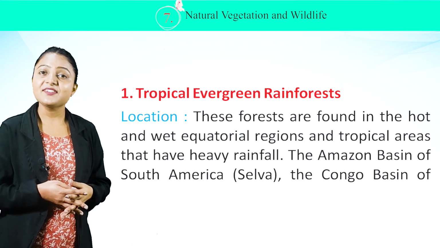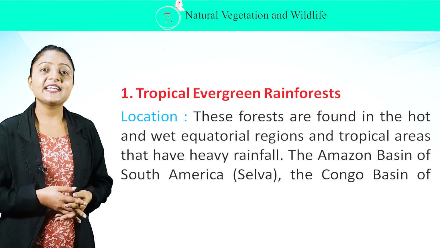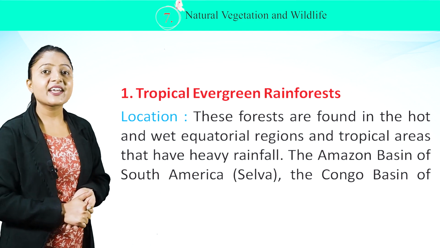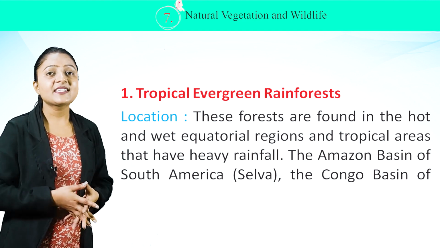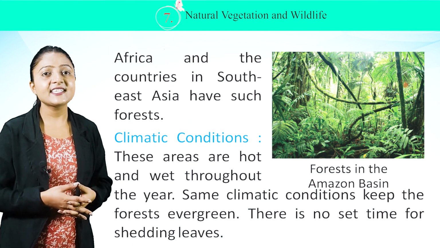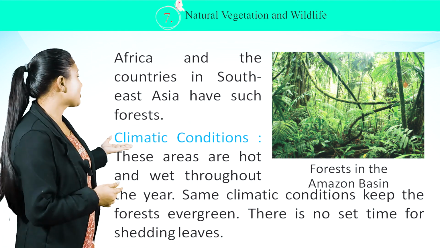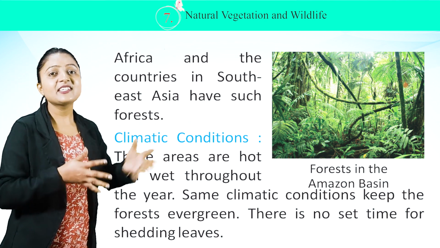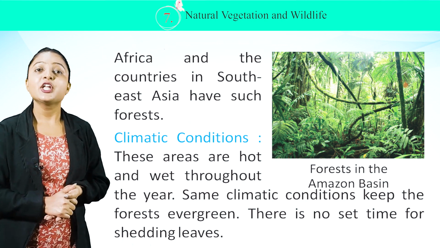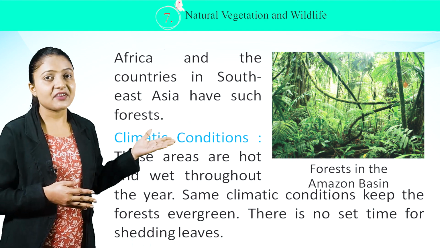Location: These forests are found in the hot and wet equatorial regions and tropical areas that have heavy rainfall. The Amazon basin of South America, Selva, the Congo basin of Africa, and the countries in Southeast Asia have such forests. This is the picture of forest in the Amazon basin. Climatic conditions. These areas are hot and wet throughout the year. Same climatic conditions keep the forest evergreen.